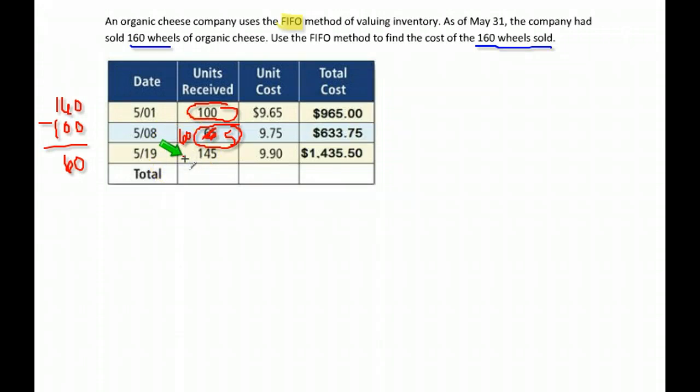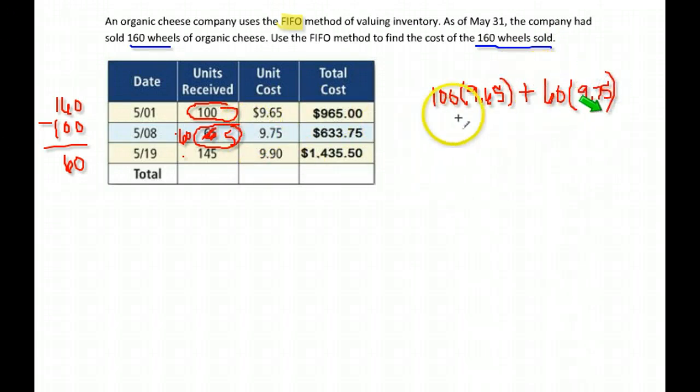So when we're finding the cost of the ones we sold, the first 160, we had 5 left over here and 145 left over here. All we're supposed to find out is the cost of those first 160 sold. Well, the first 100 that we sold were worth $9.65 each. The next 60 that we sold to get our 160 were worth $9.75 each. That was their cost.